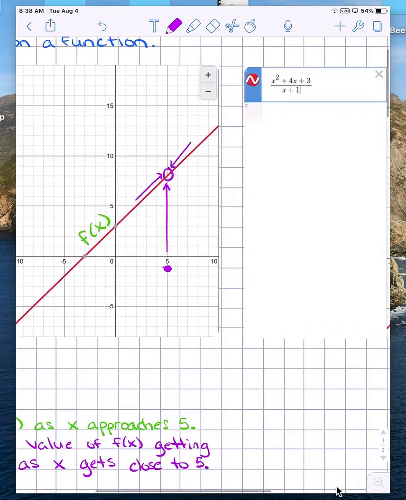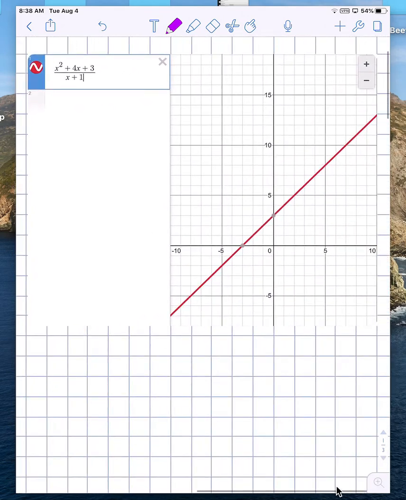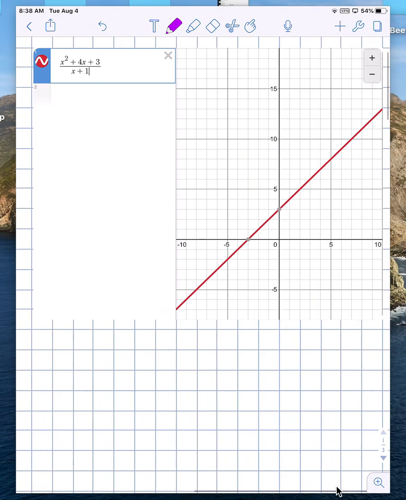Okay, the next function is this rational function. And when I graphed it on Desmos, interestingly enough, it looks exactly like the last function. It looks like the line x plus 3.